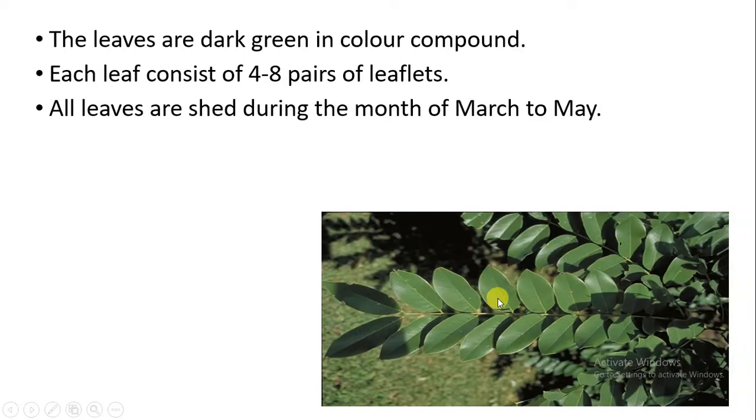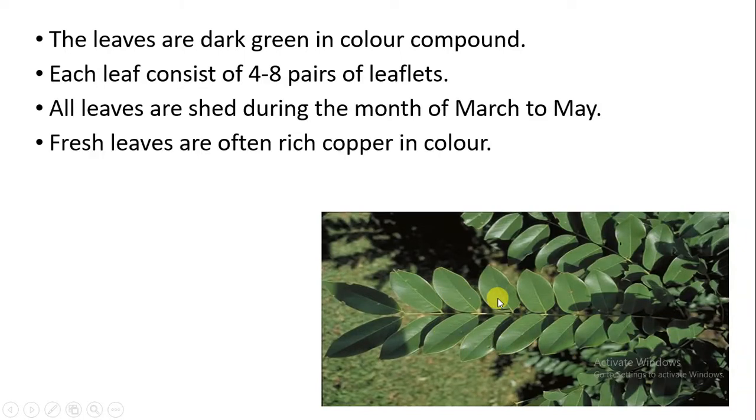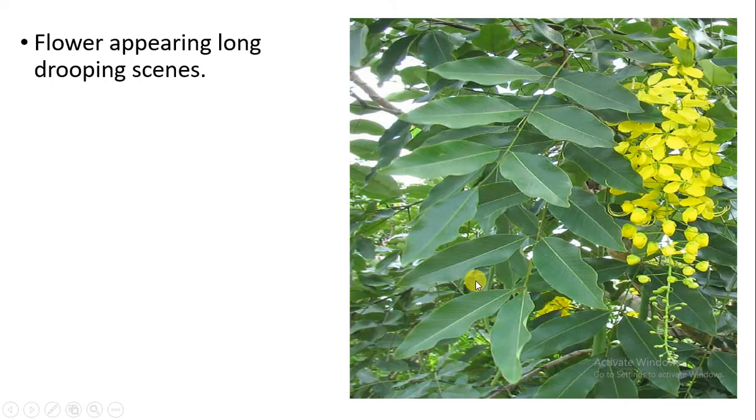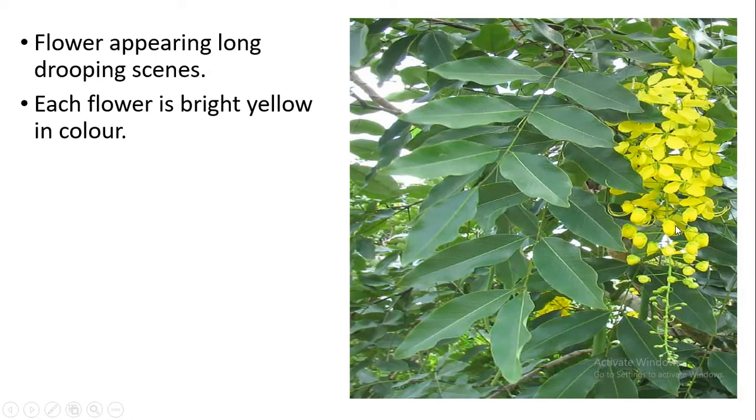All leaves are shed during the months from March to May. Fresh leaves are often coppery in color. The golden shower flowers during the leafless period. Flowers appear along drooping stems. Each flower is bright yellow in color.